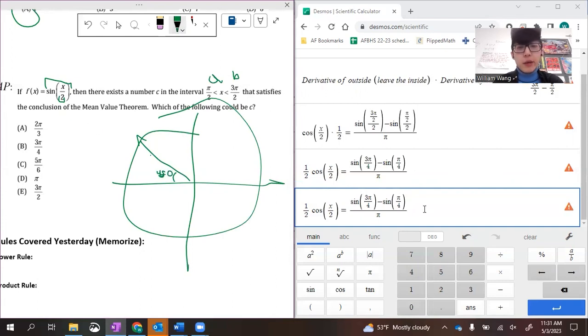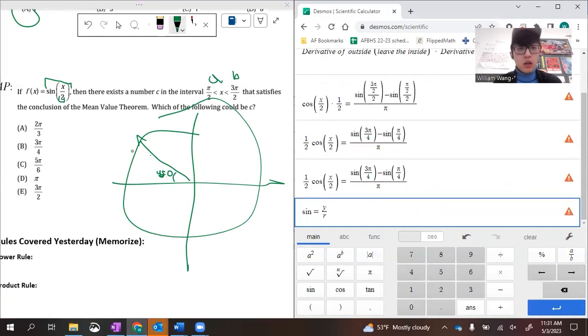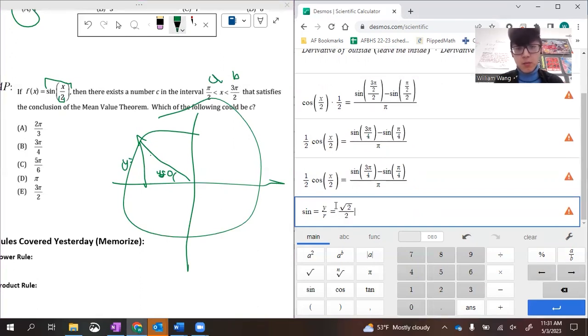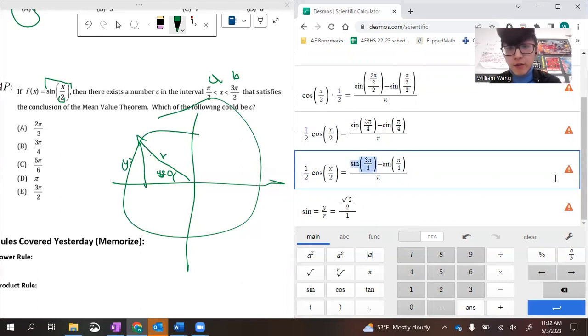All right, remember, the equation for sine is equal to y over r. So at this location, the y value is root 2 over 2. So square root 2 divided by 2. And the r value is always 1. So basically sine of 3 pi over 4 is going to be square root of 2 divided by 2.